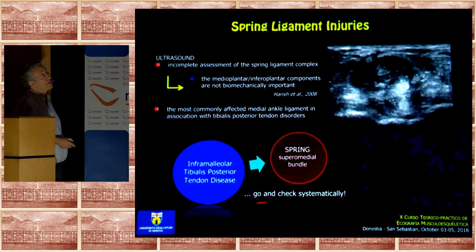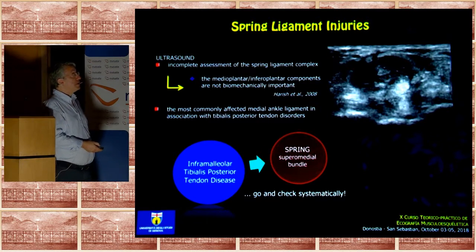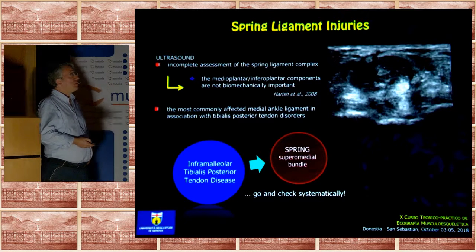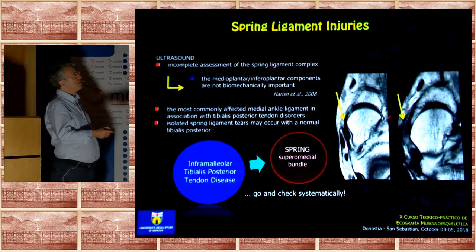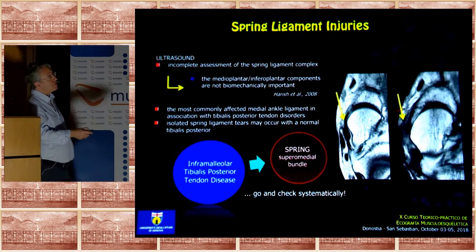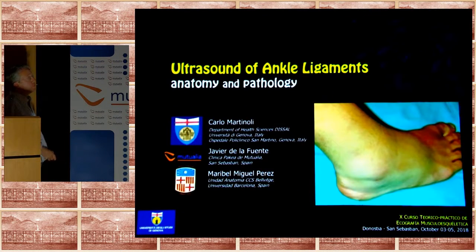Go and check systematically the spring, of course, in cases in which you have abnormalities affecting the inframalleolar portion of the tibialis posterior. And of course, if you have any doubt about that, MRI may solve the problem. You see the sprain of the spring in this image.